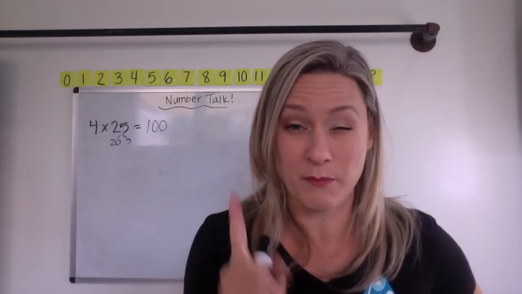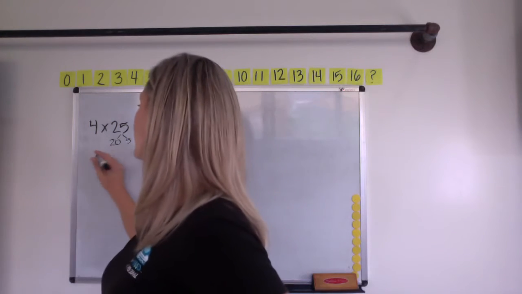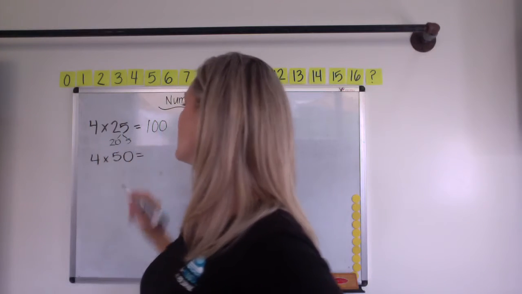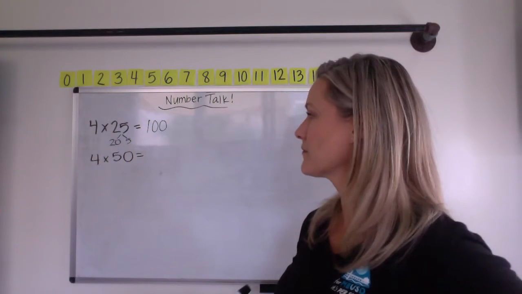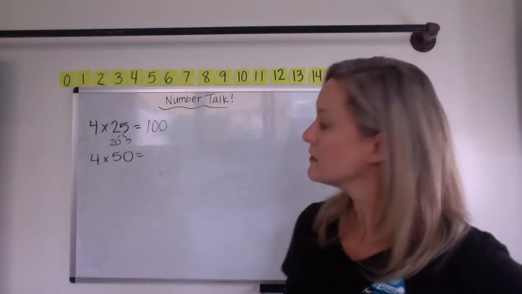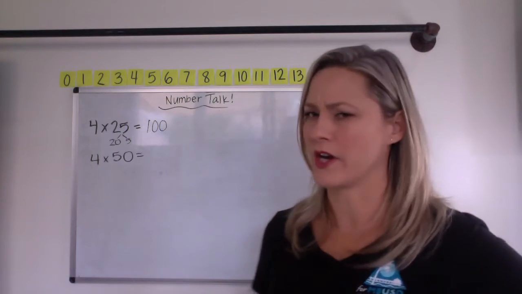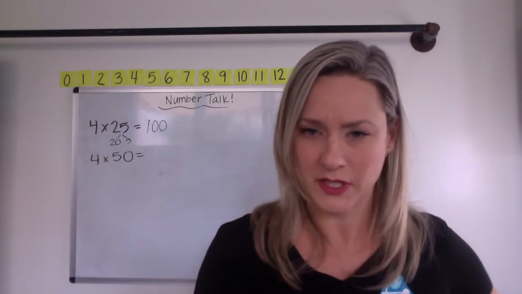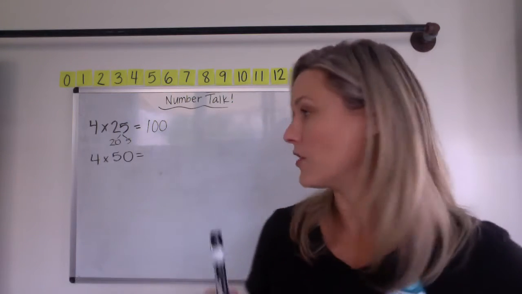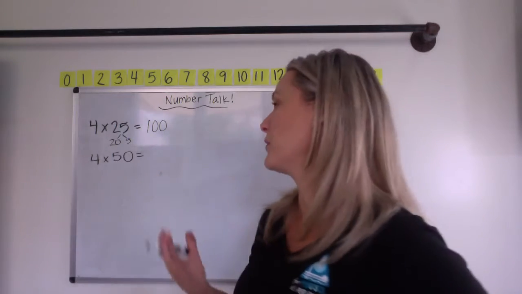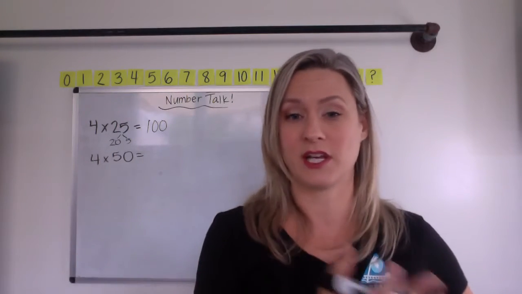So I'm going to give you another building block question. Here it comes. 4 times 50. Take a moment. All right, so what is 4 times 50? I'm going to take another guess. So maybe you thought, well, I could use money again. So maybe you were thinking about 50 cents 4 times.